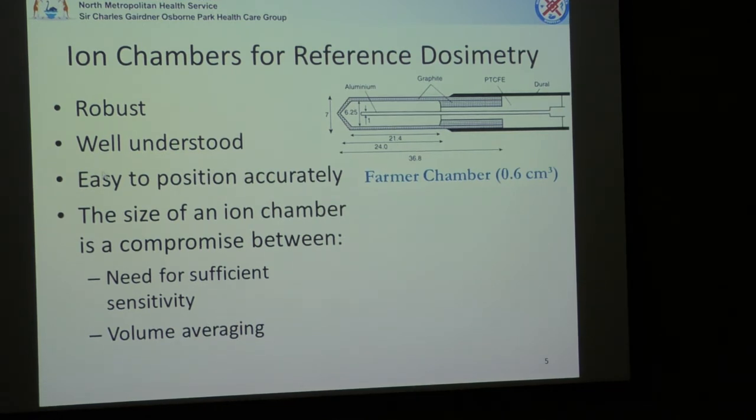A quick bit about ion chambers. They're robust, they don't really change, they're well understood. You can position them easily and accurately, especially this kind of Farmer chamber, because we can position this pointy end accurately at the surface of the water, which enables us to say 10 centimeters deep is accurately 10 centimeters deep. Now, a small ion chamber would be great because you'd be measuring like a pinpoint, which is what we really want, but they need to be large enough that you have enough gas for them to be sensitive. So there's a trade-off between the size and the volume averaging.